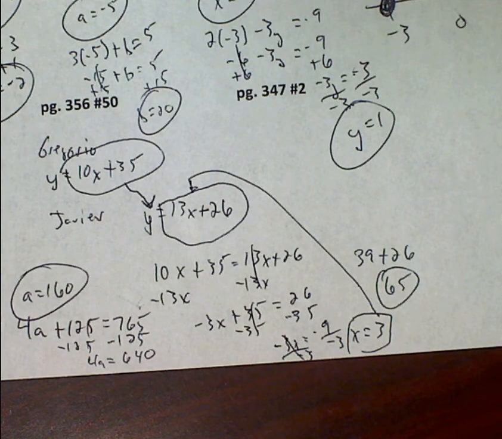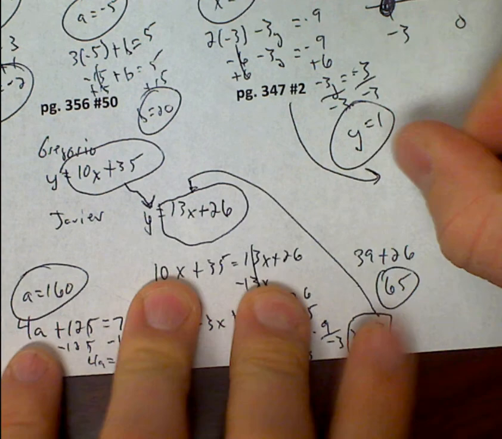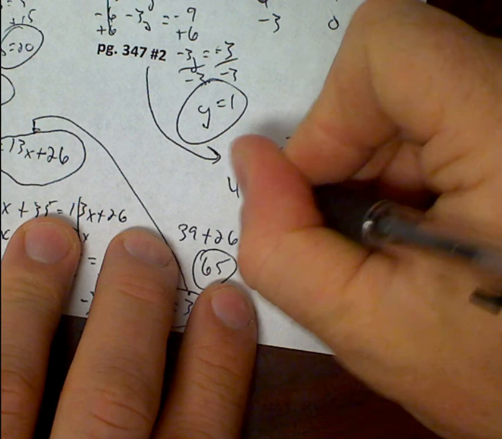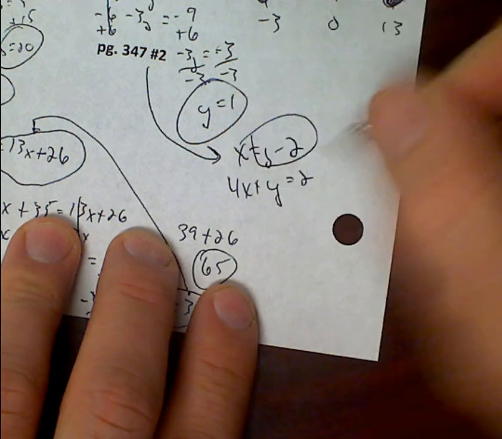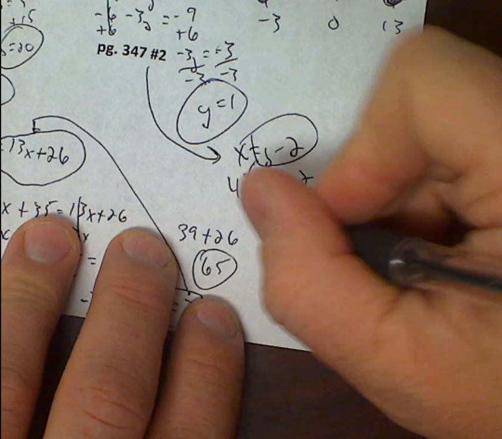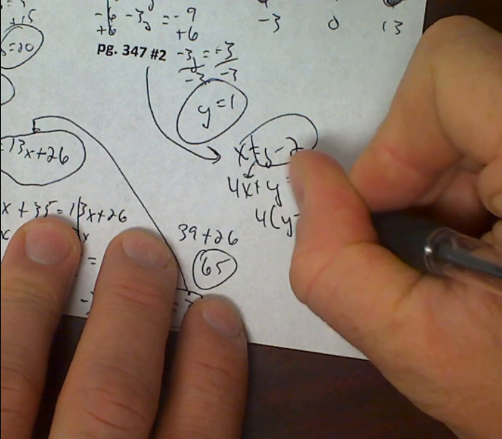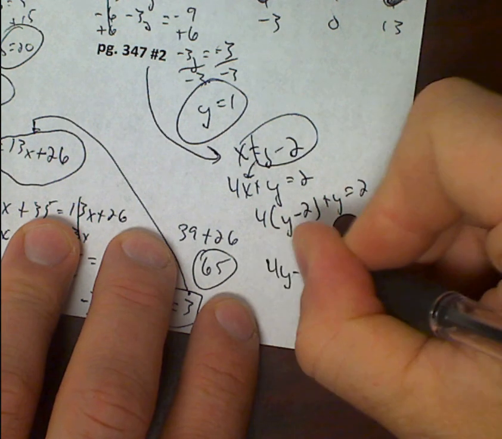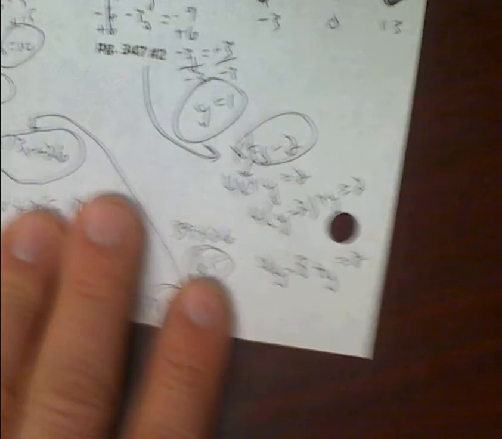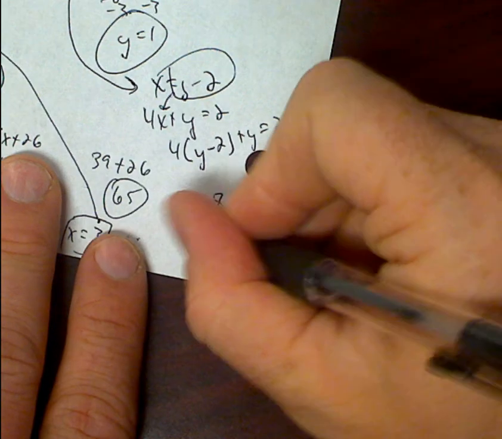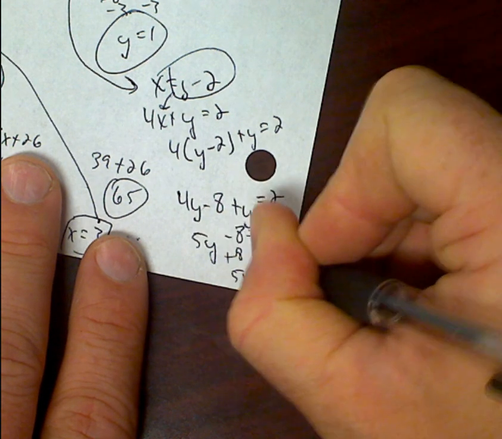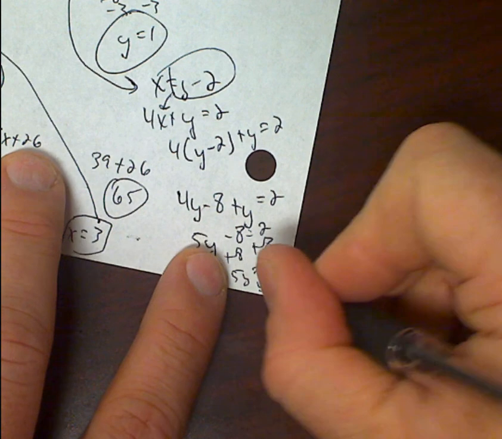347, number 2. So I need to solve the systems of equations given x equals y minus 2 and 4x plus y equals 2. So I'm going to go ahead and substitute in for the x. 4 parenthesis y minus 2 plus y equals 2. 4y minus 8 plus y equals 2. 4y plus y is 5y minus 8 equals 2. Add 8. 5y equals 10. Divide by 5 and I get 2.